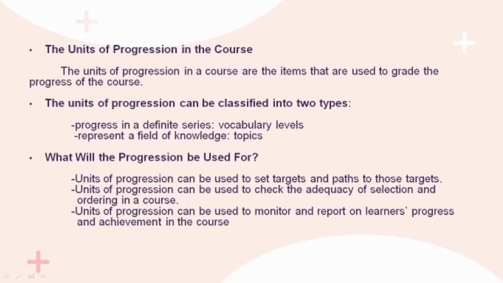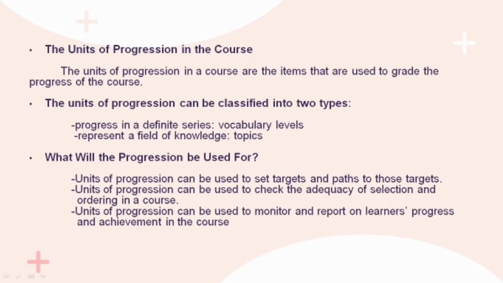The next is the units of progression in the course. The units of progression in a course are the items that are used to grade the progress of the course. And then, the units of progression can be classified into two types. There is progress in a definite series, such as vocabulary levels, and progress that represents a field of knowledge, such as topics.